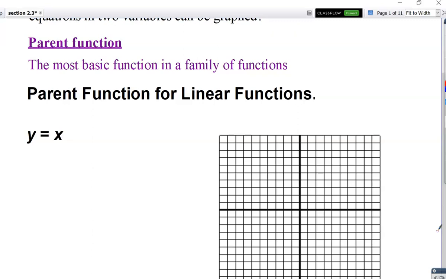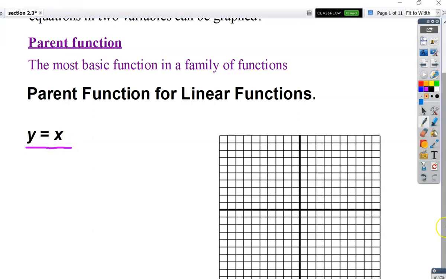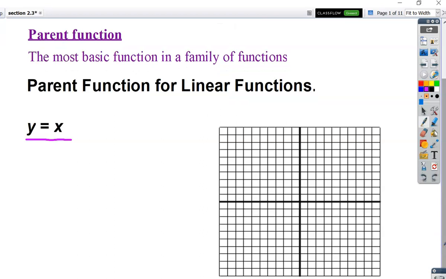And the parent function for a linear equation, the most basic function that you can have, is the equation y equals x. That's going to be a line with a slope of 1, because if there's nothing in front of x, that's like 1, and a y-intercept of 0. And it should just be a line that continues up 1 over 1, up 1 over 1.